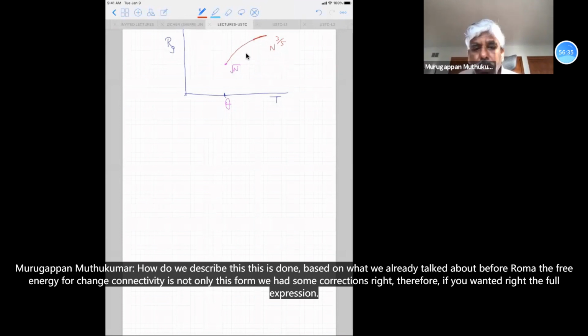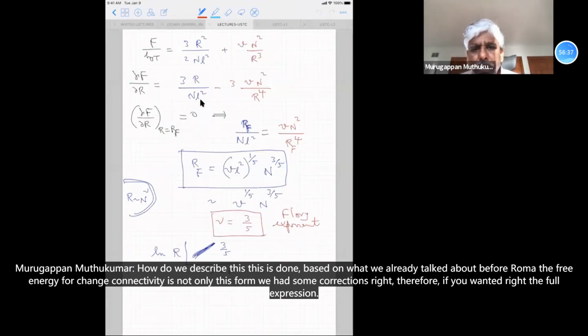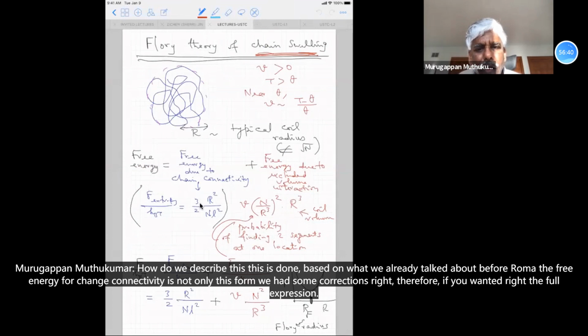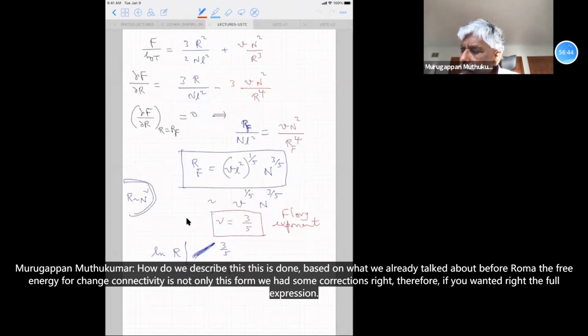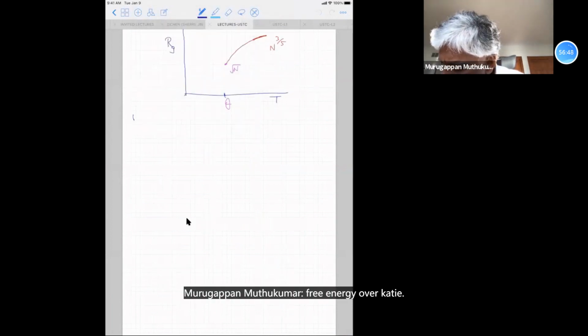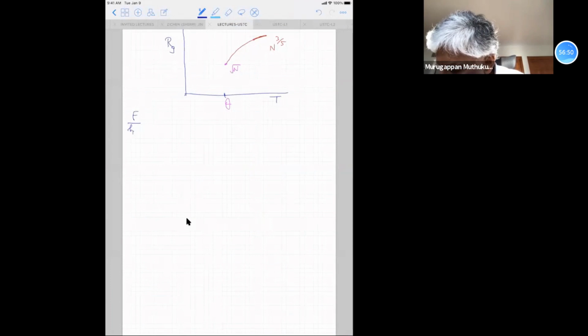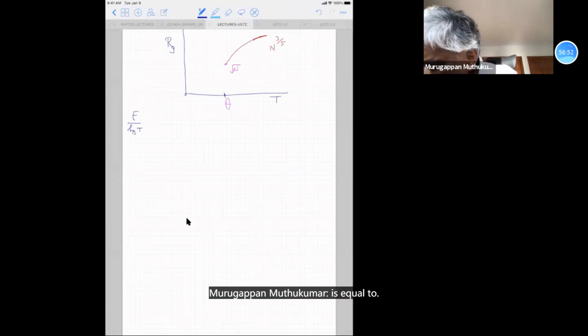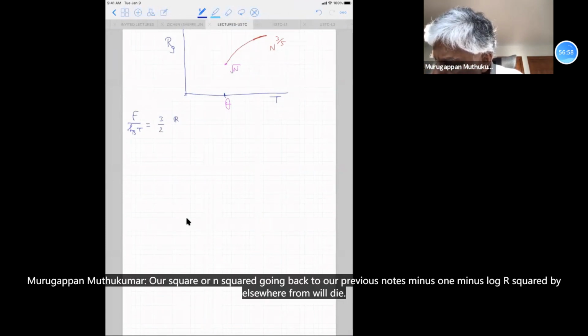Remember, the free energy for chain connectivity is not only this form. We had some corrections, right? Therefore, if I want to write the full expression, free energy over kT is equal to 3 by 2 R square over NL square, going back to our previous notes, minus 1 minus log R square by NL square.